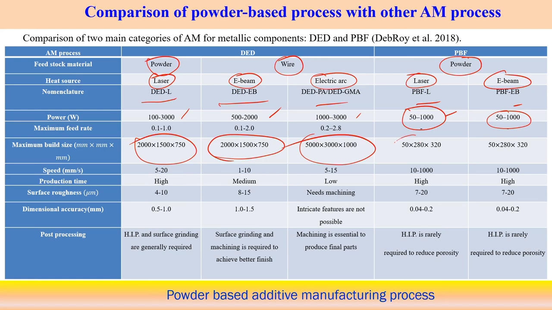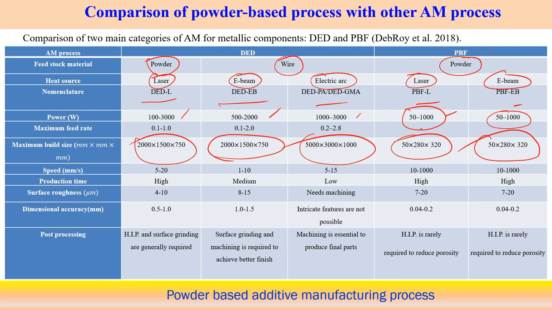In powder bed fusion, of course, it depends on the bed size. Since it is powder, mostly whether laser or electron beam, the build size can be the same because it entirely depends on the size of the chamber.